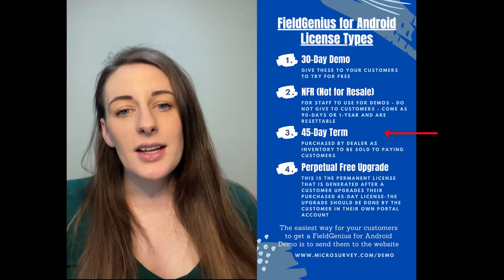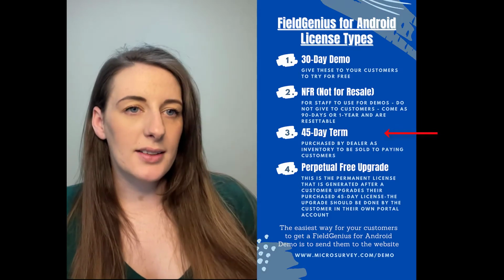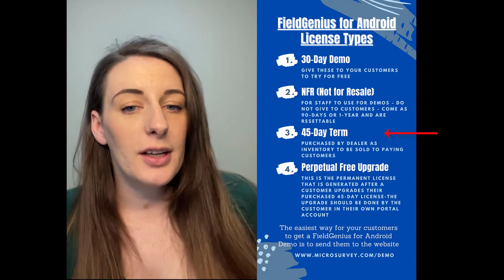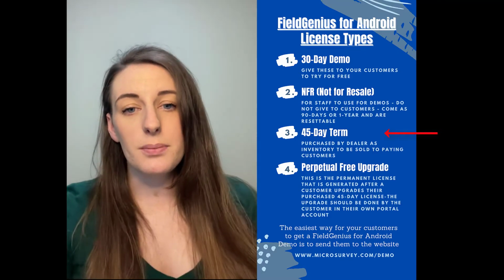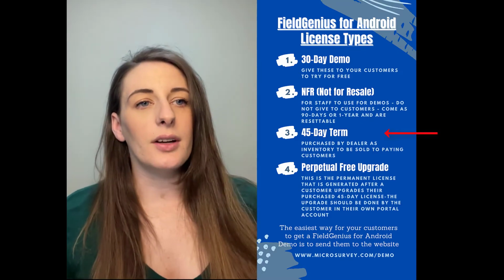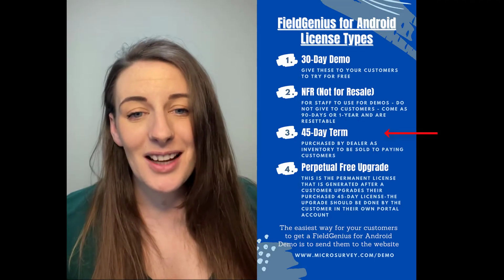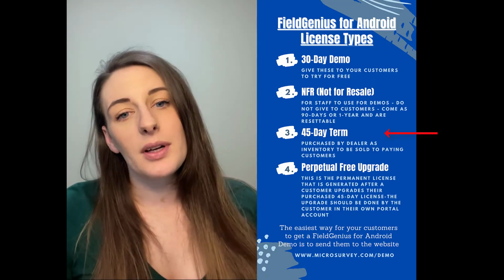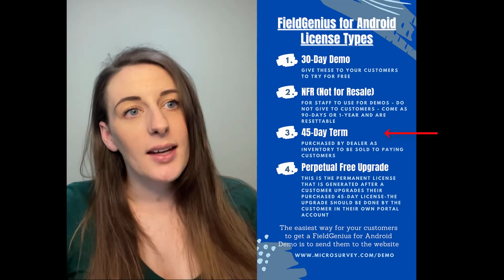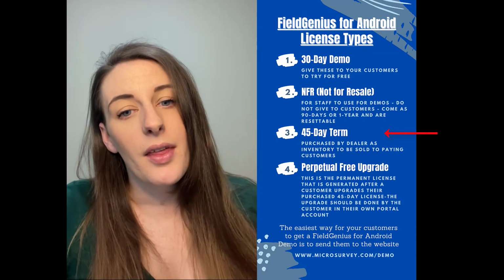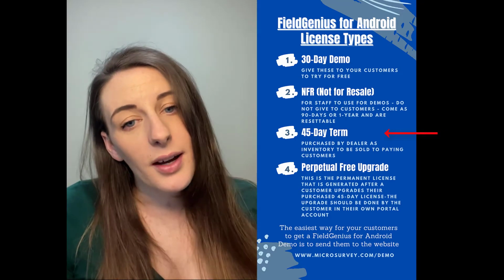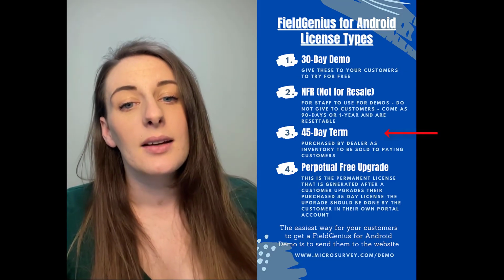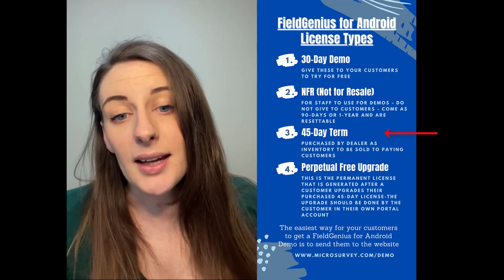A 45-day term or 45-day trial license. So these are purchased by you. These are your inventory, and this is what should be in your account waiting to sell to your customer. Don't give these to your customer unless you want to give them away for free. If you give your customer a 45-day term instead of a 30-day demo, then they will be able to convert that 45-day term into a perpetual license and use it in perpetuity without paying anything.